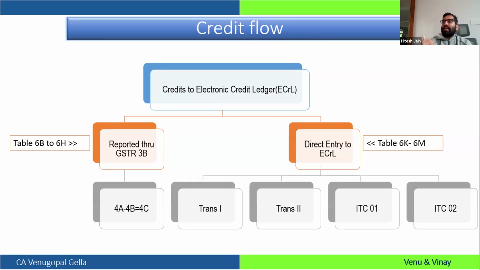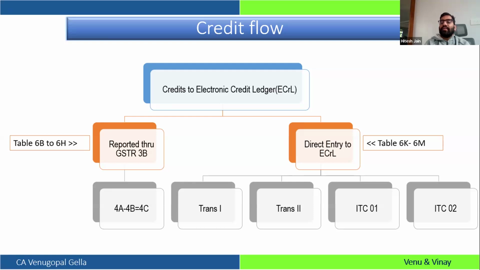Now, in cases where the figures go directly to the electronic credit ledger, the first case is Tran-1 credit, the second case is Tran-2 credit, and the third and fourth cases are ITC-01 and ITC-02. All these figures go in table 6K to 6M of GSTR-9, whereby table 6K states transition credit through Tran-1, 6L is transition credit through Tran-2, and 6M is any other ITC availed but not specified above. Tran-1 and Tran-2, as on current date, are not of much relevance because the filings must have been done in the prior periods.